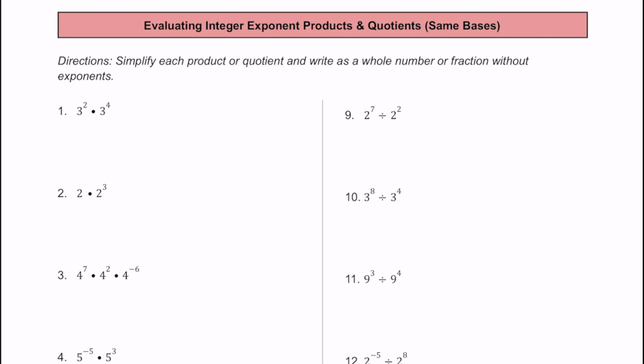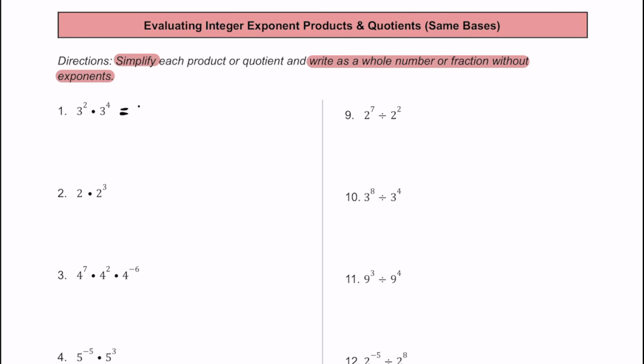Let's practice evaluating some integer exponent products and quotients together. For each of these given practice problems, we're going to simplify each of these products or quotients, and we're going to write each of these as a whole number or fraction without any exponents afterwards. For number 1, we have 3 to the second power times 3 to the fourth power.